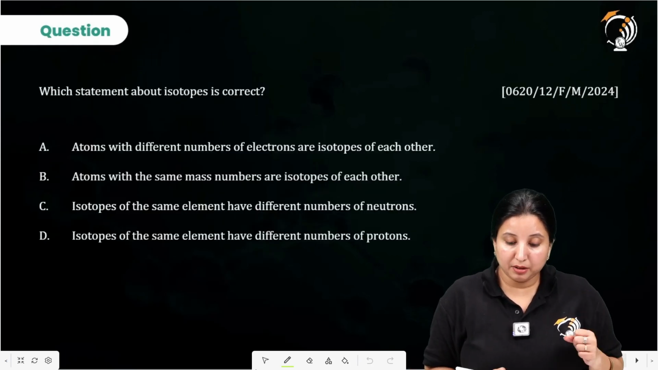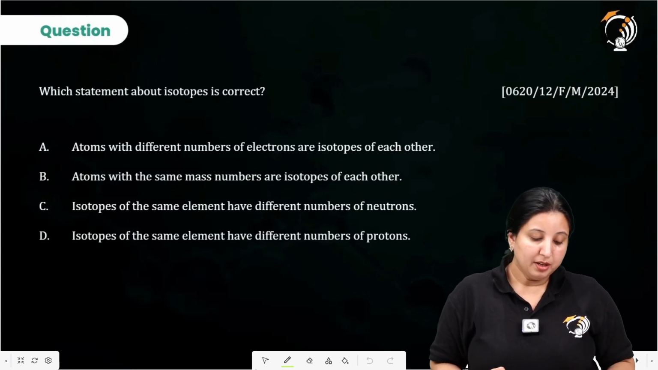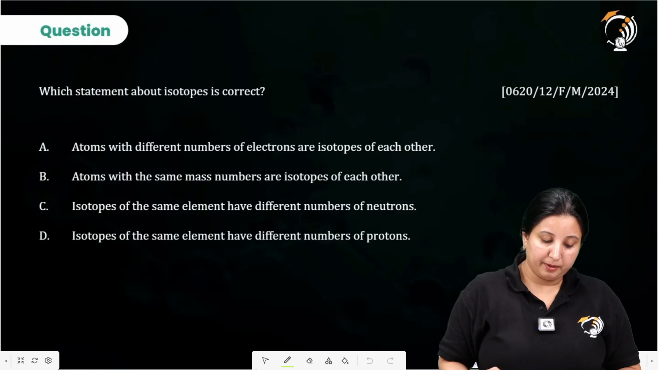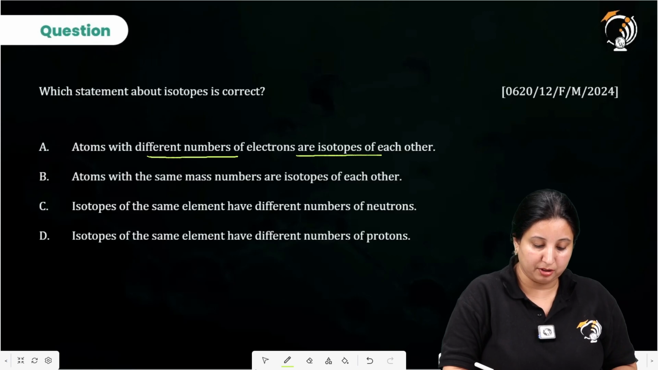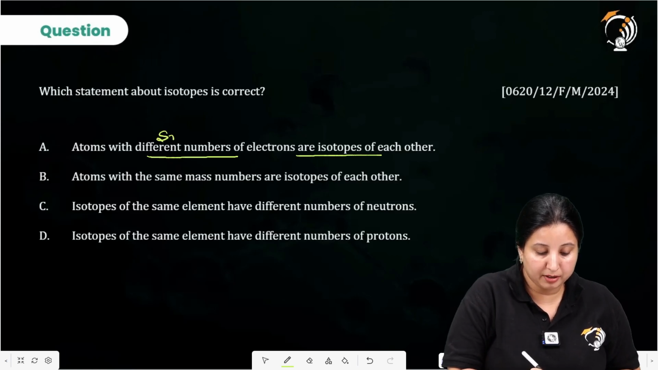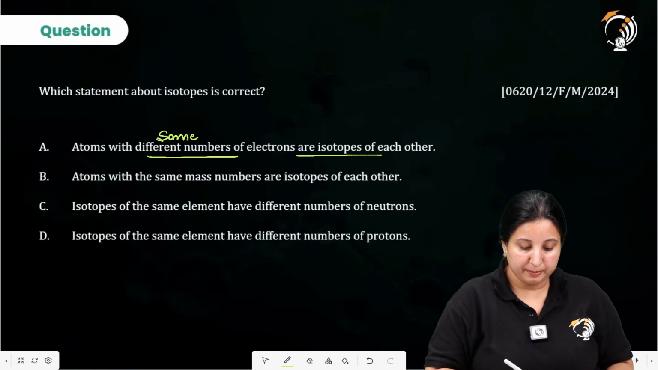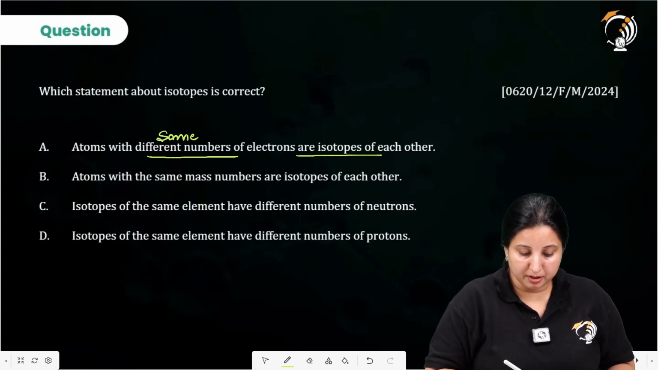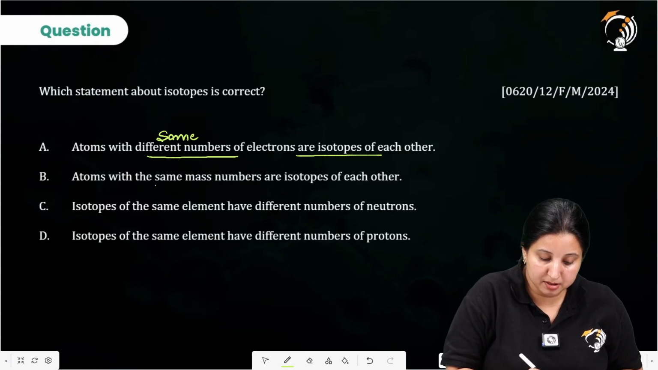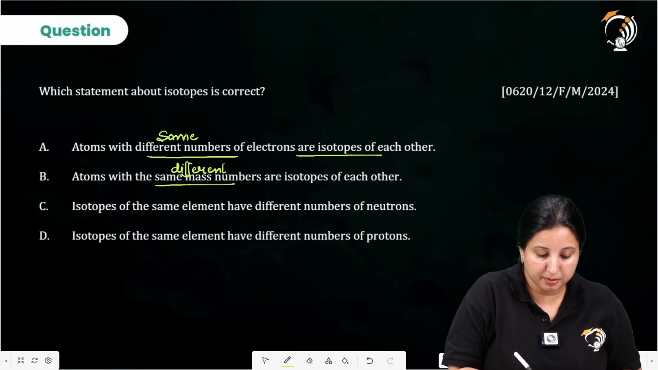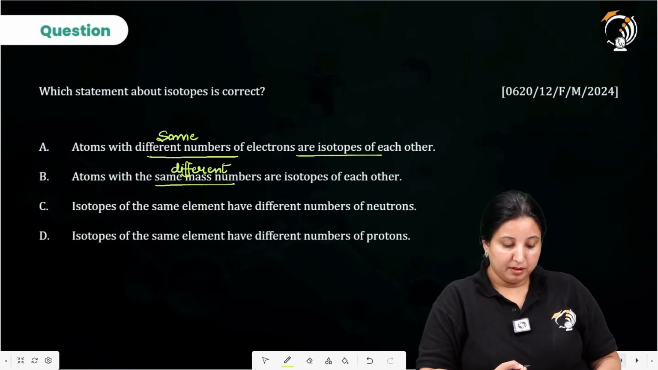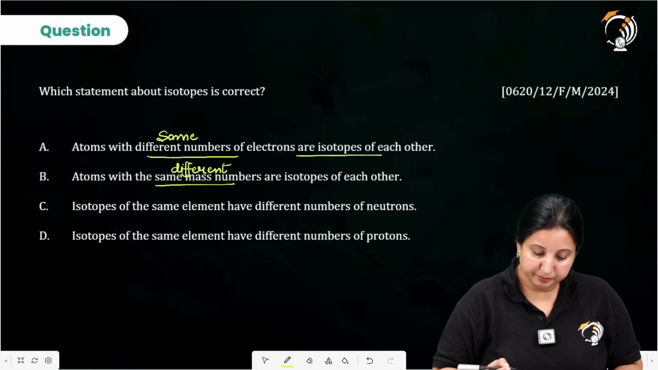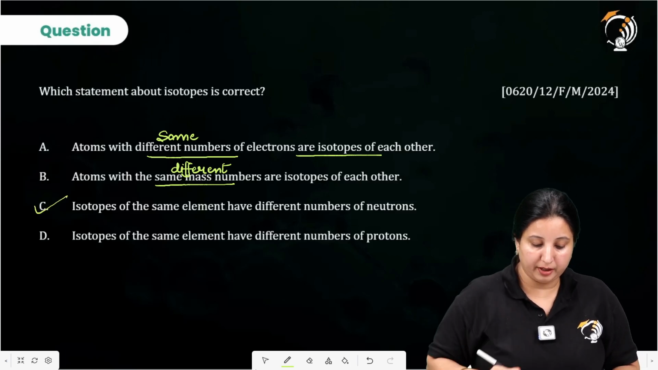Look, another question again from the isotopes. Which statement about isotopes is correct? Atoms with different numbers of electrons are isotopes of each other? No, they are going to have the same number of electrons. Atoms with the same mass numbers are isotopes? They are going to have different mass numbers. Then isotopes of the same element have different numbers of neutrons. This is going to be the correct statement.